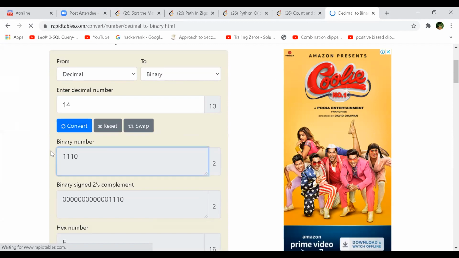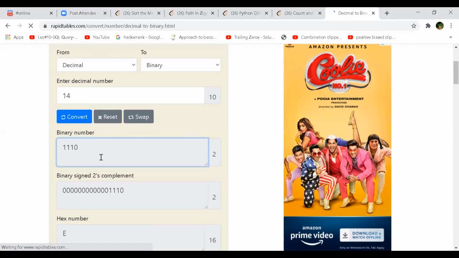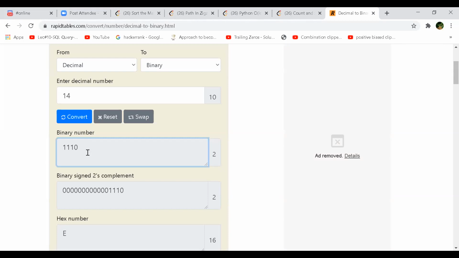So I'm thinking that the leftmost one will be at the fourth position. So it means 14 will be at the fourth level. Okay, I think you are using that Fenwick tree concept, the LSB part, taking it to the right. This is what we do in a binary index tree.